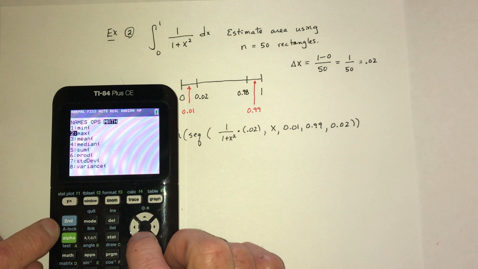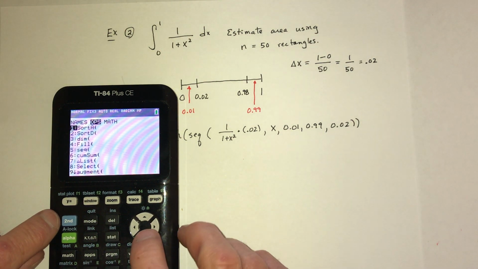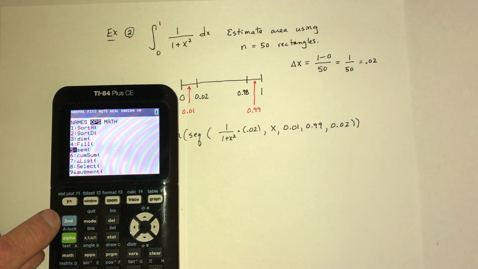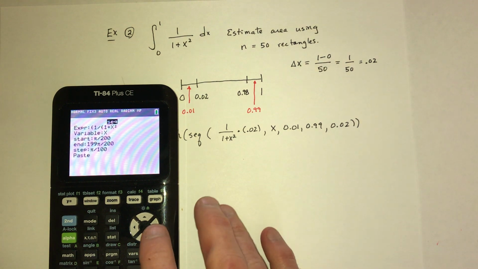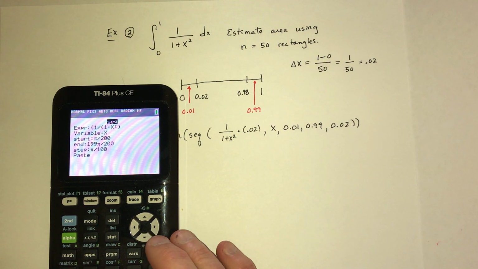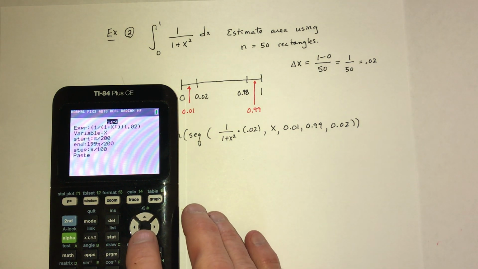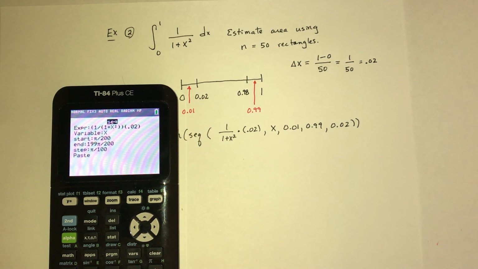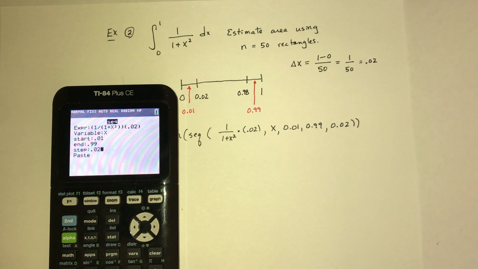Second list, go to math, find the sum. Second list, go to operations, find the sequence. So this is going to be 1 divided by, and then I need parentheses, 1 plus x squared, parentheses, and then that gets multiplied with 0.02. And then start at 0.01, end at 0.99, and the step is going to be 0.02.